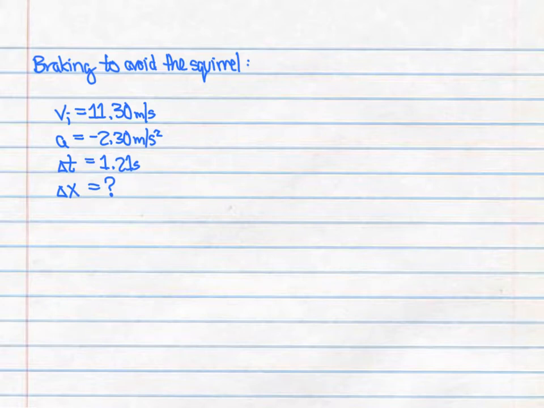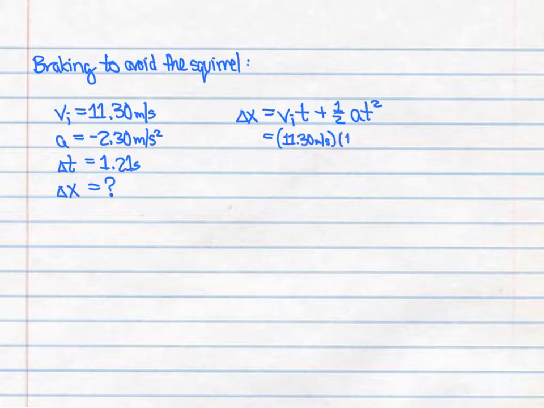See if you can solve this on your own. Hit pause. Okay, so I would look at delta x equals v_i t plus 1/2 a t squared. We have all that information: 11.3 meters per second, and we accelerate for 1.21 seconds at that rate of negative 2.3 meters per second squared. Again, for that same time of 1.21 seconds, squared.